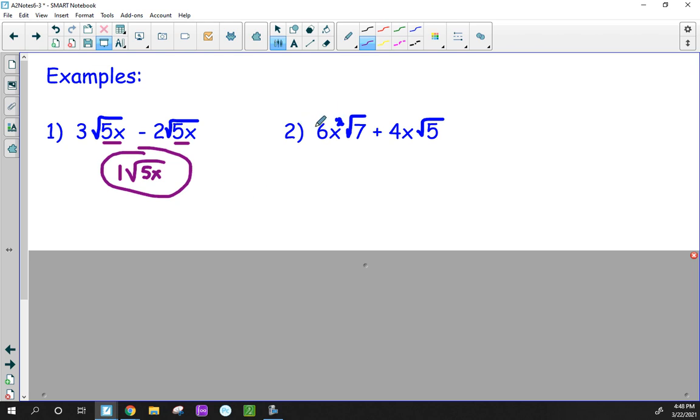On example 2, I have 6x squared times the square root of 7 plus 4x times the square root of 5. That 2 is supposed to be the power on x. I know it's super close to that. So 6x squared times the square root of 7 plus 4x times the square root of 5. Notice that the index numbers right here are the same, square root, square root. Then notice that the radicands are different.